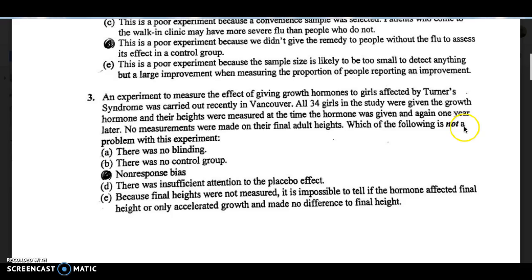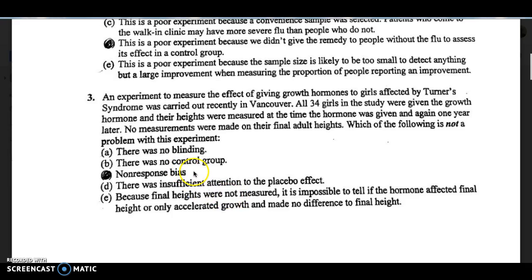So when they ask not a problem, that means 4 of these things are an issue with the experiment. There was no blinding. That could be a problem with the experiment. There's no control group here. That's another problem. They didn't think about the placebo effect at all. Maybe some people were growing because they thought they were given a real treatment, and they weren't given a treatment. They also didn't measure their final adult heights, so how do you know if the hormone treatment actually helped them grow in the long term, or just gave them a little growth spurt initially, and then they didn't actually grow enough by the time they reached adulthood? So that's a problem also.